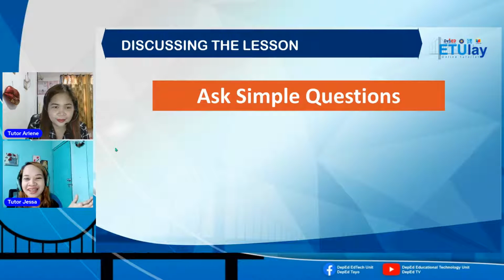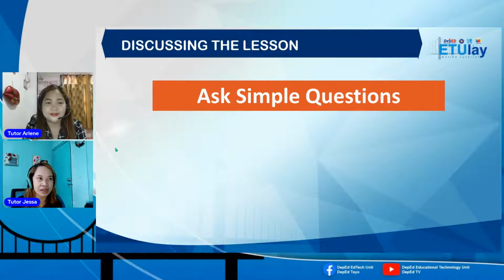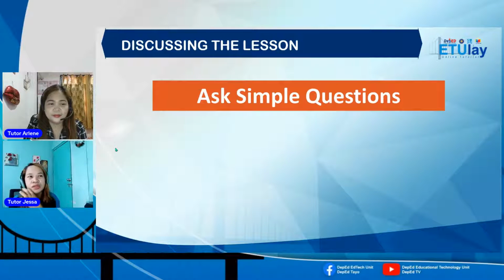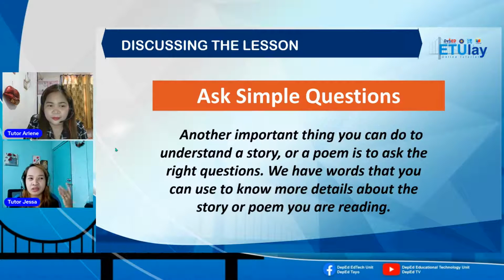So we are done na kids sa ating predicting possible outcomes. Okay, so let's have this as simple questions. So ano nga ba to? It is another important thing you can do to understand the story or a poem is to ask the right questions. So, we have words that you can use to know more details about the story or poem you are reading. Okay? So, you are going to ask questions. Ano-ano nga ba yung ating mga WH questions?